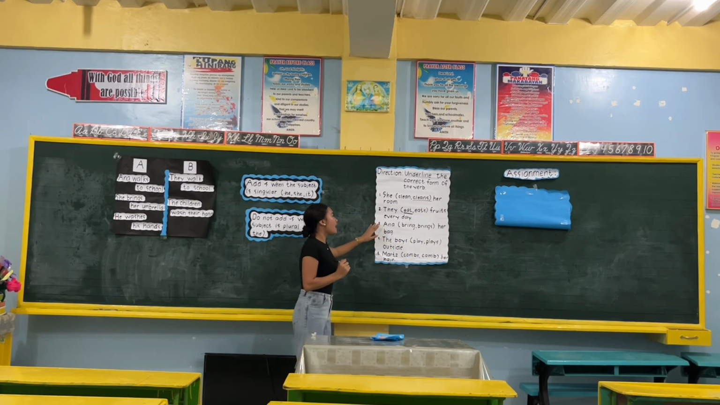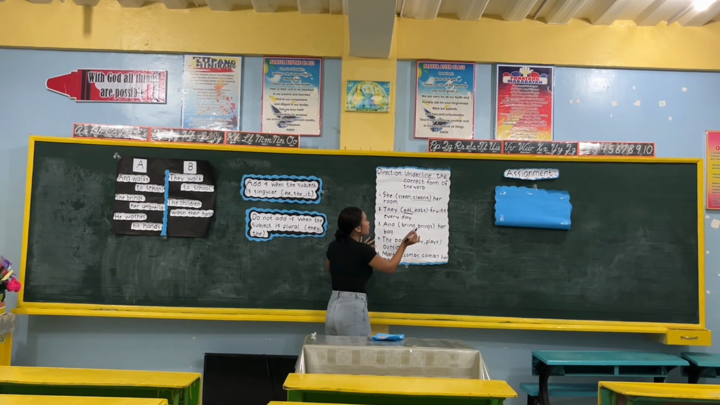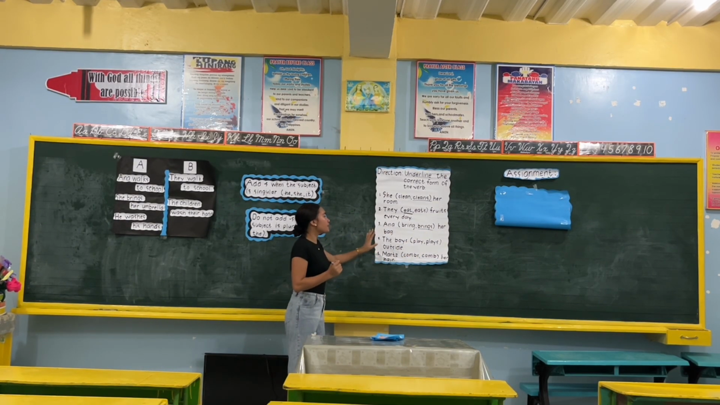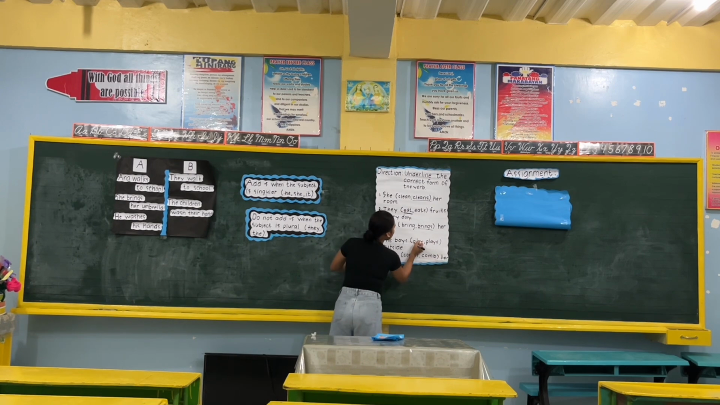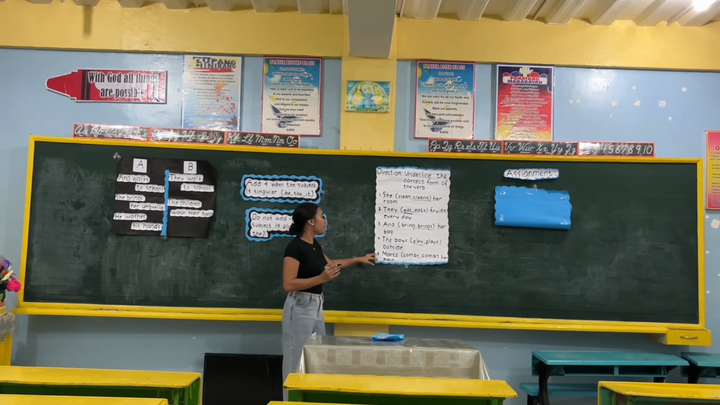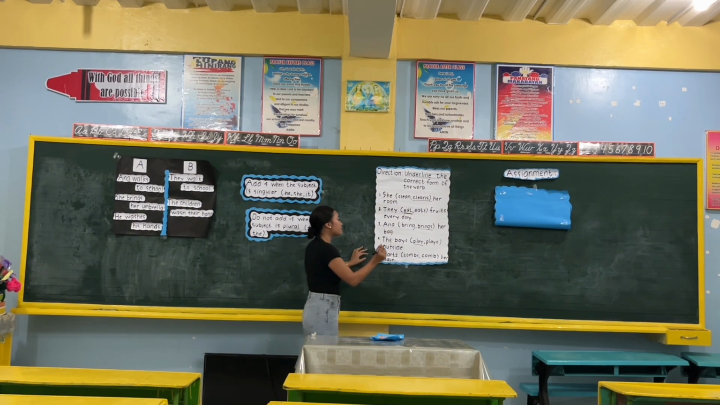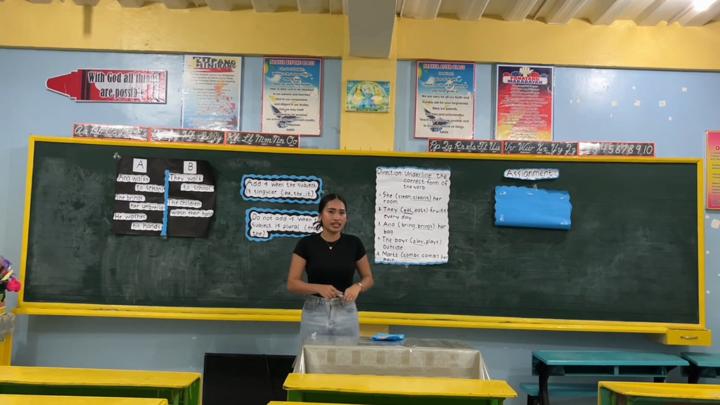Number 3. Anna brings her bag. Anna is singular. And the correct answer is brings. Number 4. The boys plays outside. What is the correct answer? Plays. Play. Number 5. Marge comb her hair. Marge is singular and the correct answer is combs. Alright. Kindly pass your papers forward, please.